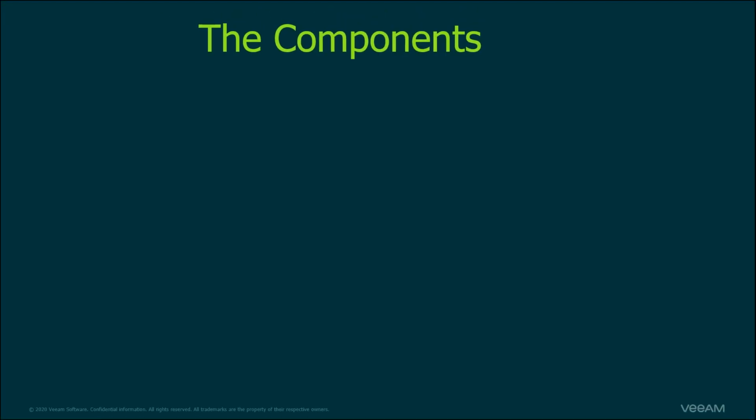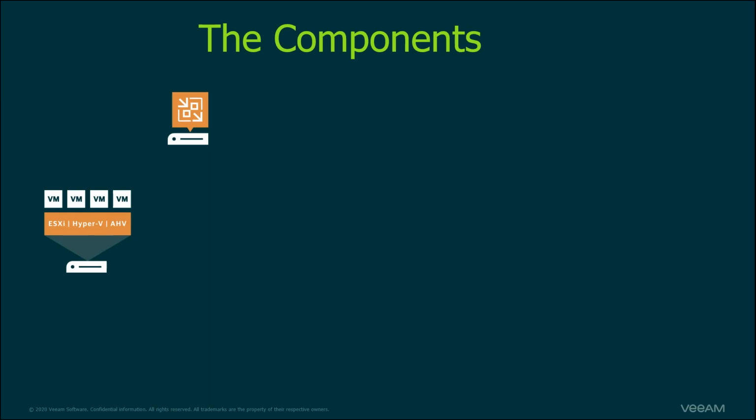Now, kind of taking a look at the components to give you an idea. Of course, we have our core product, Veeam Backup and Replication. We have a hypervisor. These are the three that are supported for these features: VMware, Hyper-V, and Nutanix's Acropolis. We've got a Veeam Backup repository where all those files are stored. And the Veeam server is going to talk directly to the backup repository.